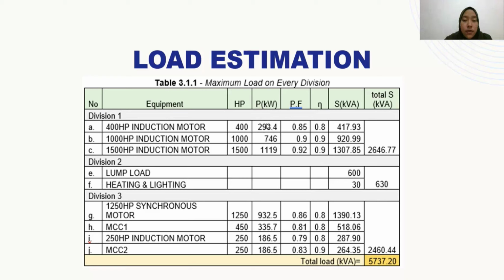After we get the value of the real power, we can find the value of the apparent power when we divide the value of the real power with the total value of power factor multiplied with the efficiency. Then after we got all the value of the apparent power, we can total it up into each division, which is the first division contains 2,646.77 kVA, division 2 contains 630 kVA, division 3 contains 2460.44 kVA, and the total load for this SLD is 5737.20 kVA.